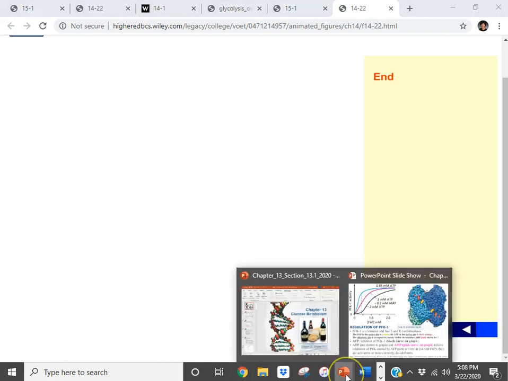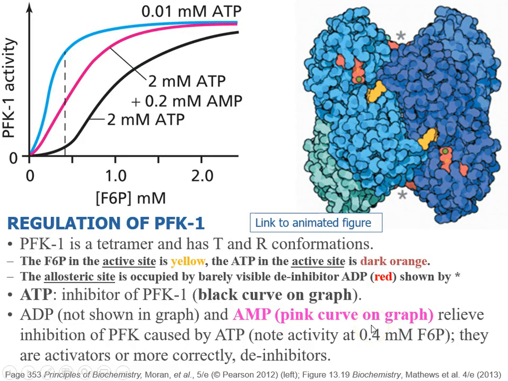All right, let's go back to our slideshow. What I just showed you is a different graph from a different textbook, but it shows essentially the same thing, and you can see the changes in activity that you get whether you have very low ATP, high ATP, or you add this D inhibitor.